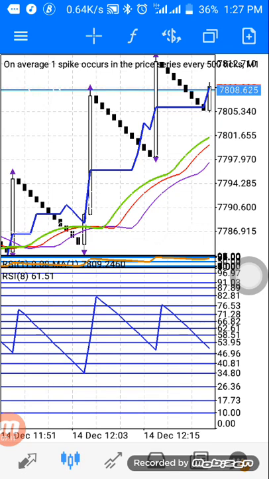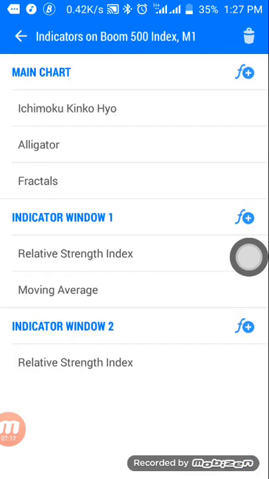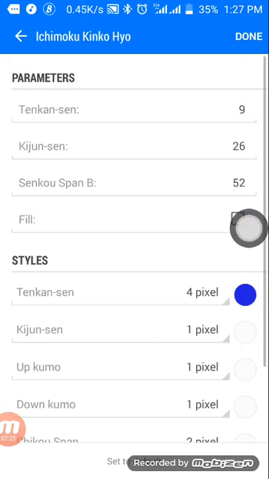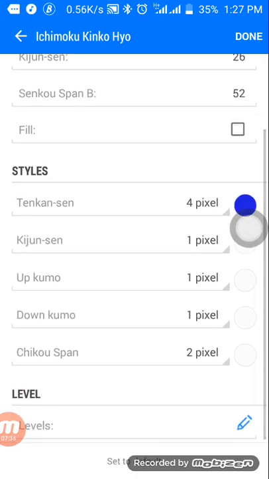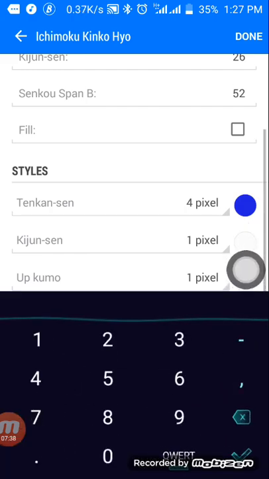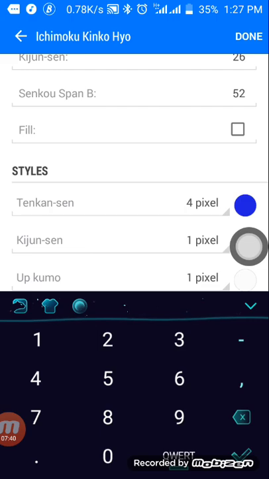And for the new people that don't know the Ichimoku settings, let's go to that. Ichimoku is on the main chart, you click on the F button right here to add the Ichimoku. All right, the Ichimoku is the default setting. The Tenkan-sen is 9, the Kijun-sen is 26, the Senkou span is 52. All right, and the styles, I make everything right here your background color.